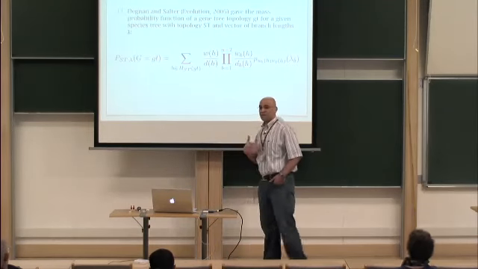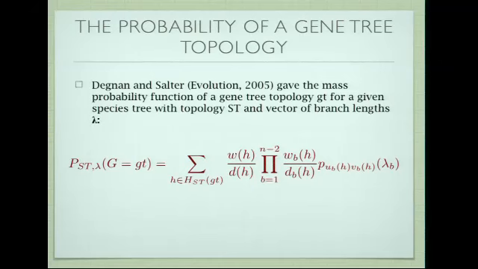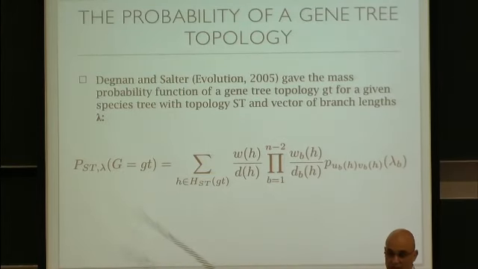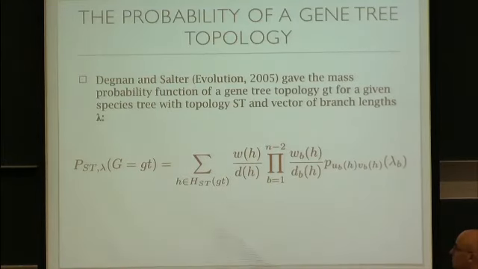So what do I mean by they give rise to the criteria for reconciling gene trees? To reconcile gene trees in a species tree in a probabilistic setting, we have to have a calculation of the probability of observing gene tree GT given the species tree topology and its branch lengths. Okay, and this formulation is from a paper by James Degnan and Laura Salter in 2005. And the definition of this formula is a summation over all coalescent histories.